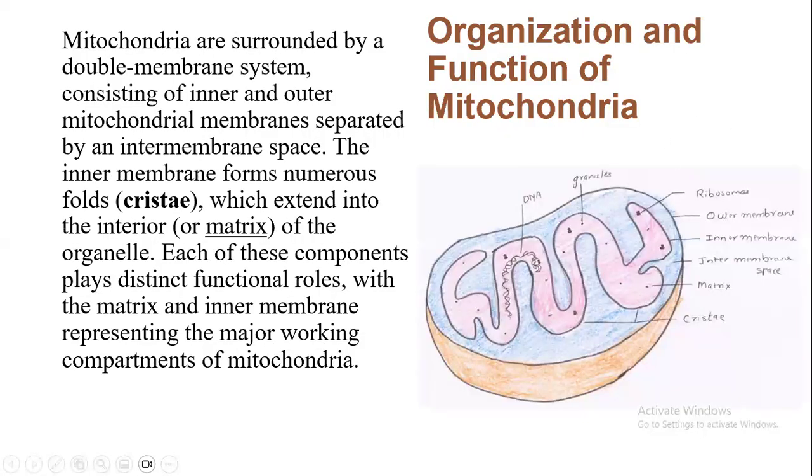Coming to the organization and function of mitochondria, the mitochondrion is surrounded by a double membrane system consisting of the outer and the inner mitochondrial membranes. The inner mitochondrial membrane is highly folded, forming finger-like projections, which are known as cristae, that extend into the interior, which is known as the matrix of the organelle. Each of these components has a different role in the mitochondrial respiration process.